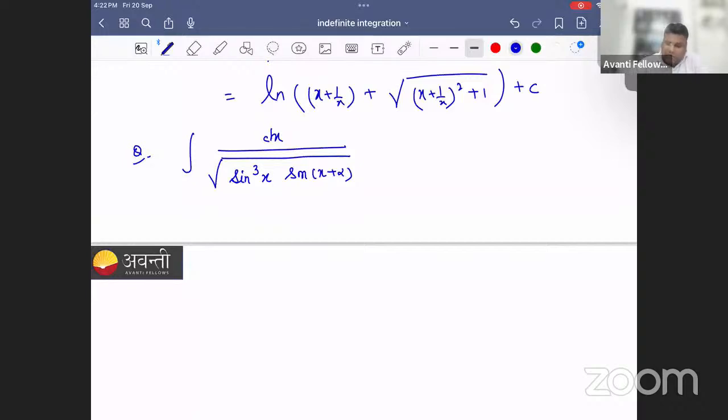Got it? All right. What we can do, let us write integration dx upon under root. Keep sine cube x as it is. Okay, first of all, you try it. It's a question from NCERT. At least I expect you will do it. Quickly do.